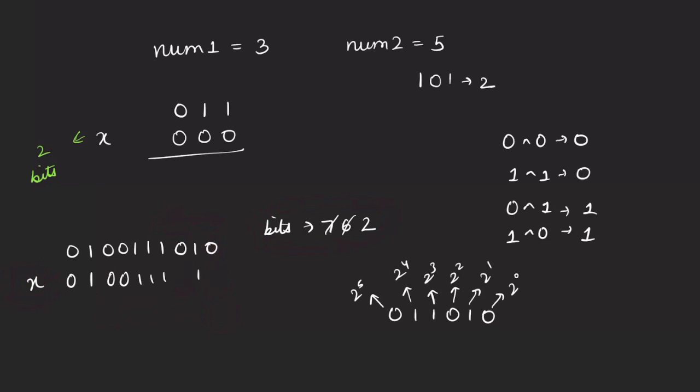So these 2 bits we will set now. If you see their XOR, it will be 1, 0, 1, and then everything will be 0. So this is the number, and this is our X, which is our answer.